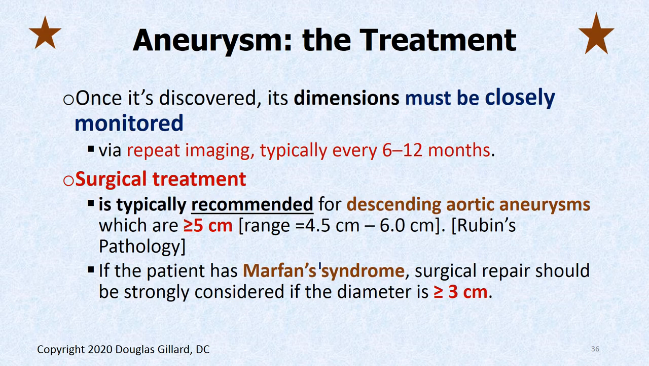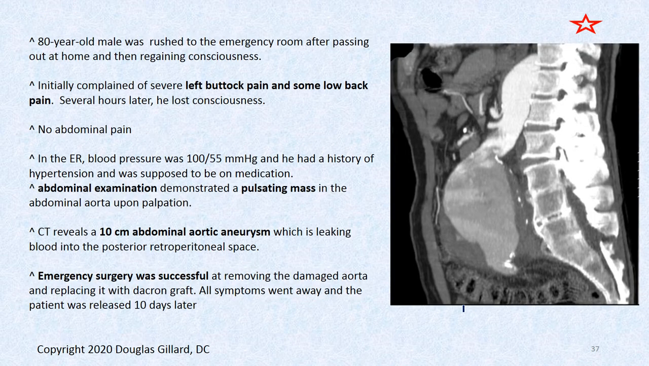What's the treatment for an aneurysm? Once it's discovered, you got to see how big it is. You have to repeat the imaging, like you can do an ultrasound to keep an eye on it. But generally, once an aneurysm gets over 5 centimeters in size, it becomes surgical in nature. Because these can't break, right? They're under super high pressure. They break, you're not going to make it. Marfan's, anything over 3 centimeters, it becomes surgical. They need to patch it with Dacron.